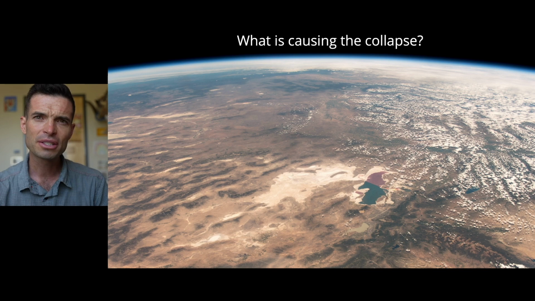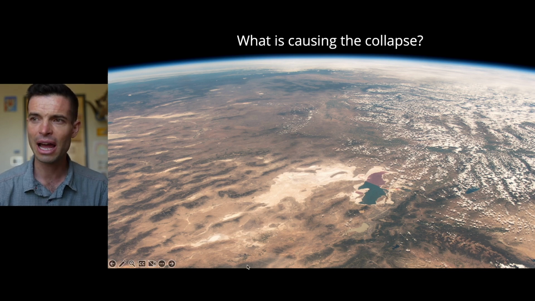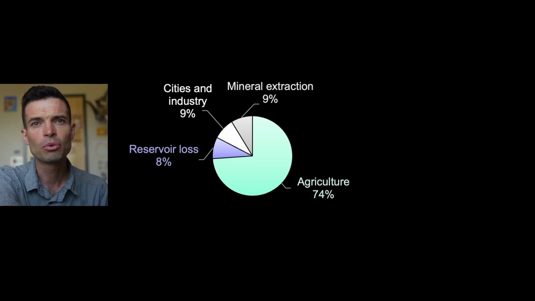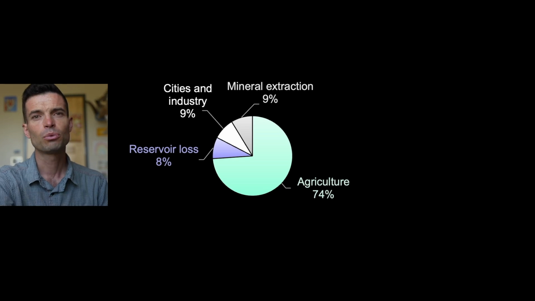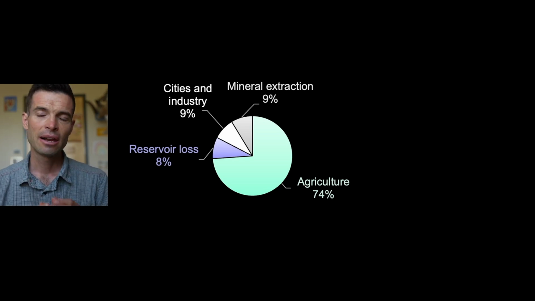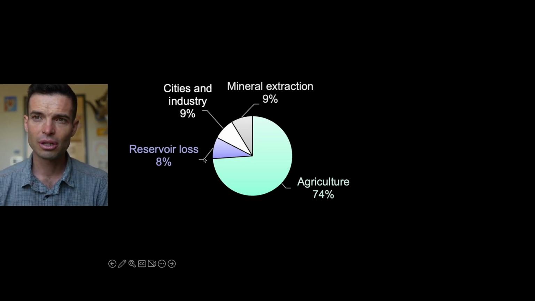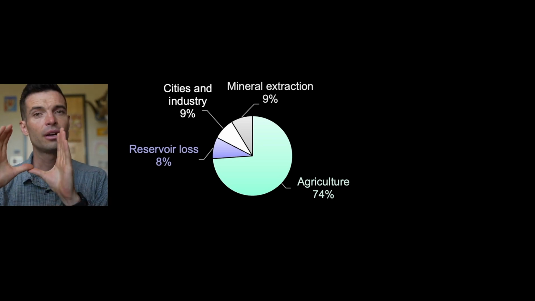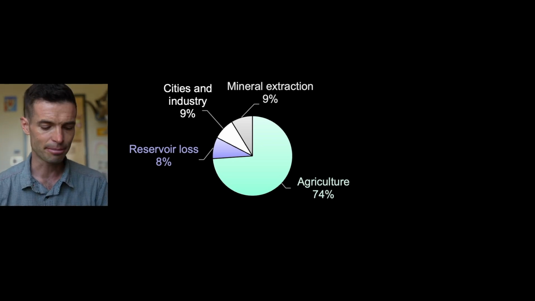So let's look at what is causing the collapse. If we look out into the watershed, why has the lake declined so rapidly? The number one driver is human water use. We are using more water than the lake can sustain. About 80% of that water use is agricultural. I'm grouping in most of that reservoir loss there. About 10% is mineral extraction and 10% is cities. So it's a pretty simple pie, 80-10-10, that we should be thinking about.